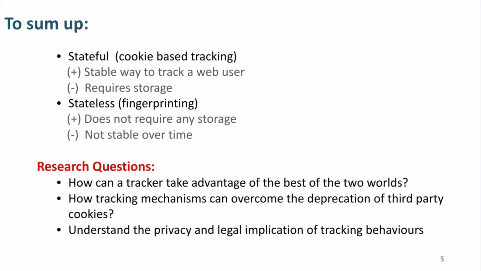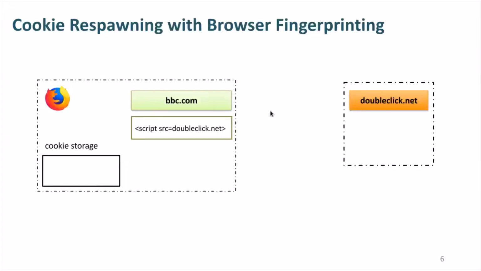Several studies measured the prevalence of stateful and stateless tracking techniques separately. However, to the best of our knowledge, none of these works studied the combination of both tracking techniques. In this work, we study how trackers can combine the two tracking techniques and take advantage of the best of the two worlds. As you might know, today we're moving toward the deprecation of third-party cookies. In this study, we show how cookie respawning with browser fingerprinting can overcome the deprecation of third-party cookies and still ensure persistent tracking. Finally, we study the privacy and legal implications of this tracking behavior with the help of a legal scholar.